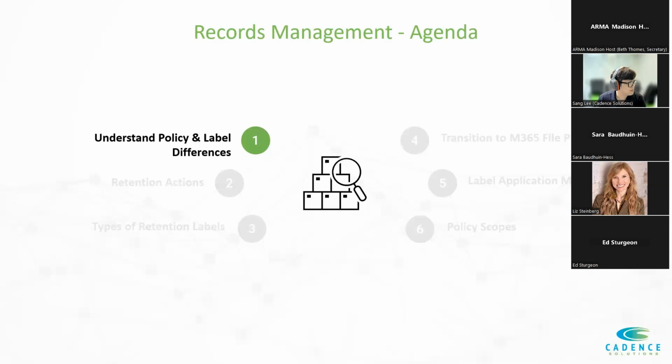And we're going to continue going over to agenda items 4, 5, and 6. Now, the first step of this agenda is to understand policy and label differences. All right, number 1, let's go into it.